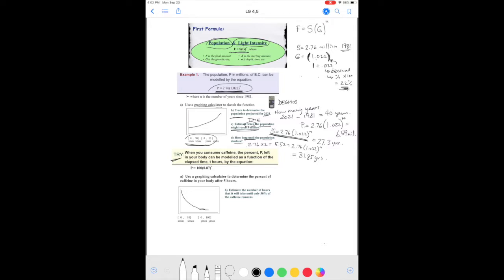It's a decay because this is less than 1. It's between 0 and 1. And use the calculator to determine 5%. So the answer here is 49.84%. And estimate the number of hours, 8.65 hours.